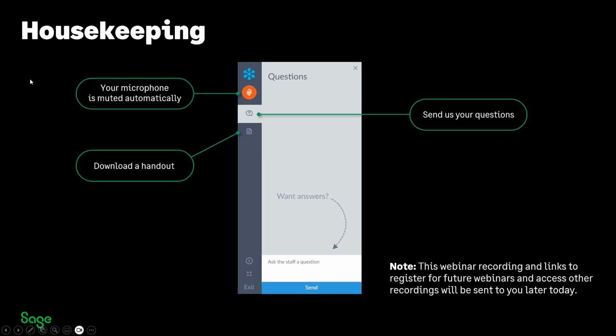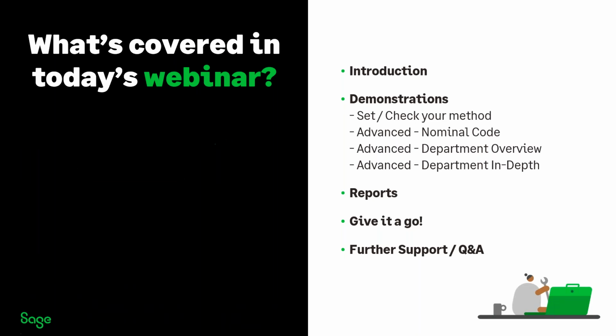Right, now for today's session, covering advanced budgets, this is what we're going to cover. A little introduction to advanced budgeting in Sage 50 Accounts. We'll then run through a series of demonstrations. There are 3 advanced options, so we'll be covering those. First of all, we'll look at how you can set and check your method. Then we'll look at the 3 options themselves: advanced nominal code, advanced department overview, and advanced department in depth, all slightly different. We'll run through them, showing you the options and what you can do.